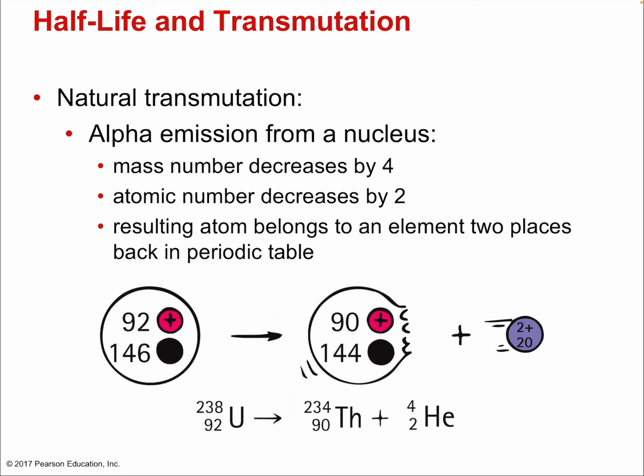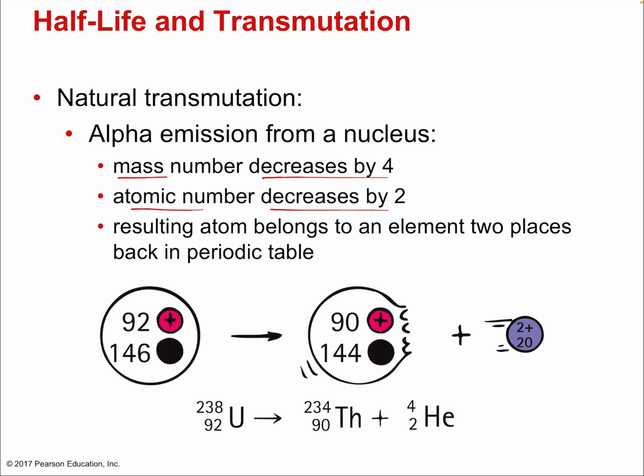So natural transmutation, well, one example is alpha emission from a nucleus. Let's think about this, because we talked about mass number and atomic number in the previous chapter. An alpha particle has 4 nucleons, which means whenever a nucleus releases an alpha particle, one of the 3 types of radioactive decay, its mass number will always decrease by 4 every time, because an alpha particle carries 4 nucleons with it, which means a mass number of 4. The atomic number will always decrease by 2, because that alpha particle carries how many protons? 2. Well, the atomic number is just the number of protons, okay?